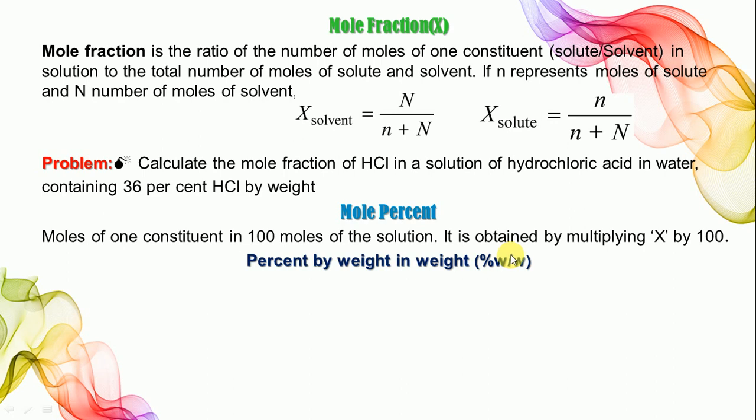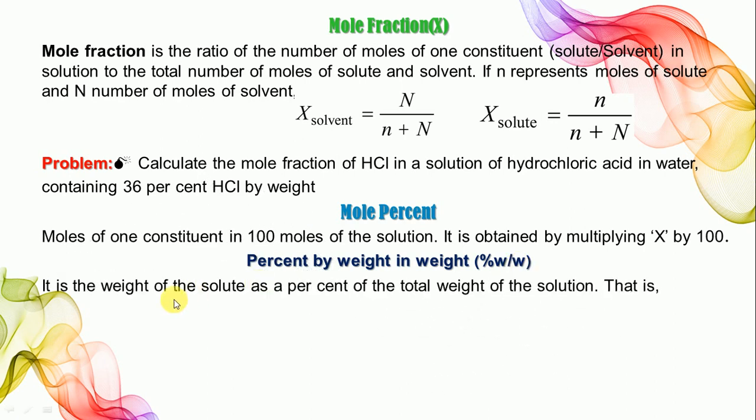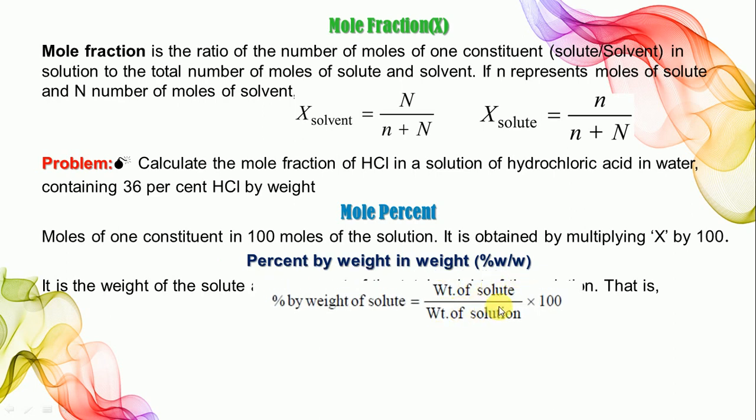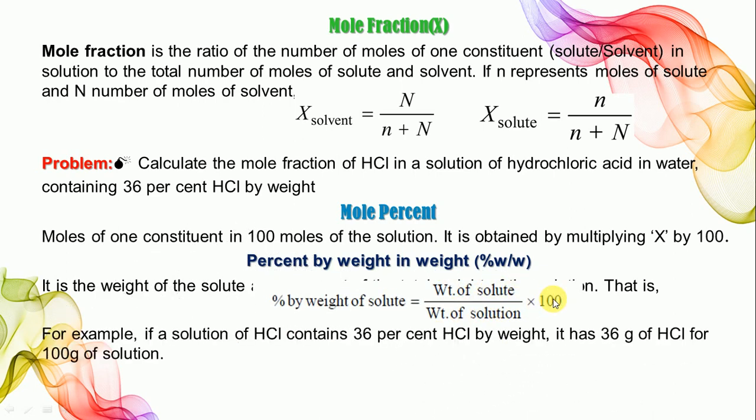So the numerator W indicates the weight of solute, and the denominator W indicates the weight of solution. Mathematically, if we want to calculate the percent by weight, it is the weight of solute divided by the weight of solution, into 100.